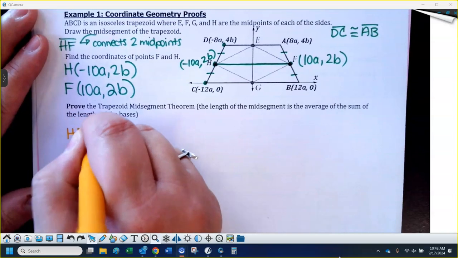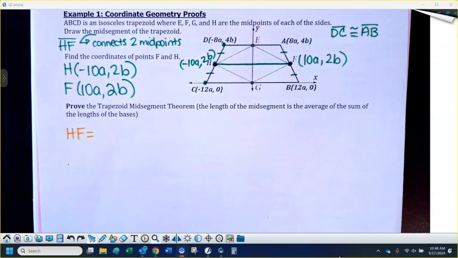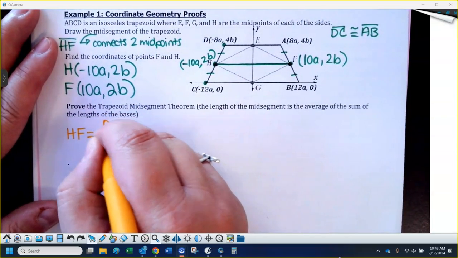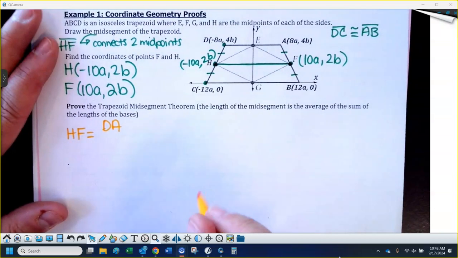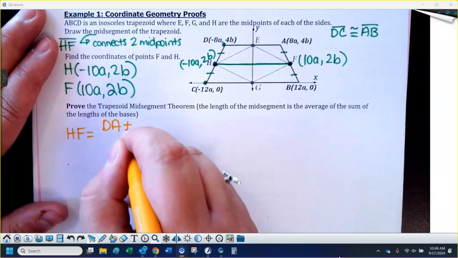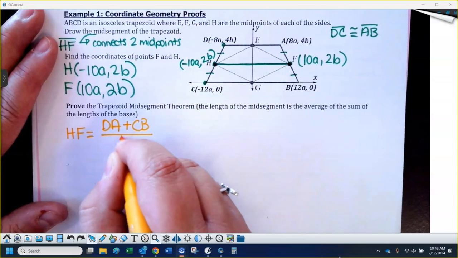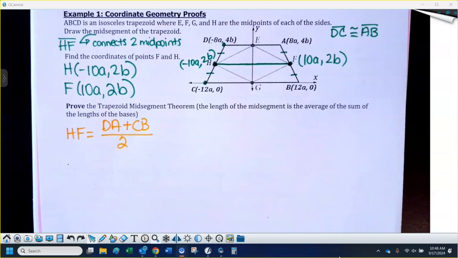HF, which is my mid-segment, is an average of the 2 bases, so the top and the bottom. It doesn't matter which one goes first or second, but I'm going to say DA is across the top and CB is across the bottom. Those are the 2 bases, and it's an average of those. So we would add it up, divide by 2. Mid-segment is going to be an average of the lengths of the 2 bases. Now I promise this is not as bad as it looks.